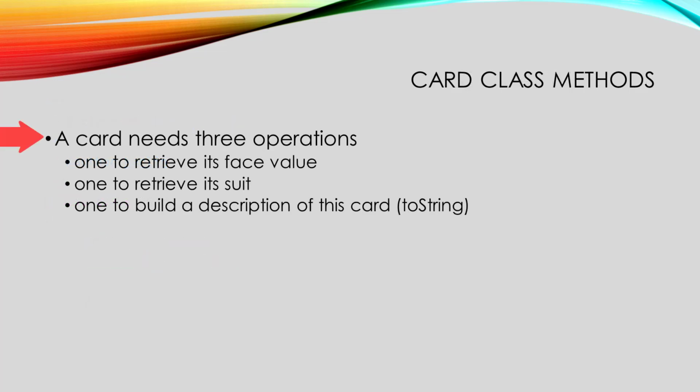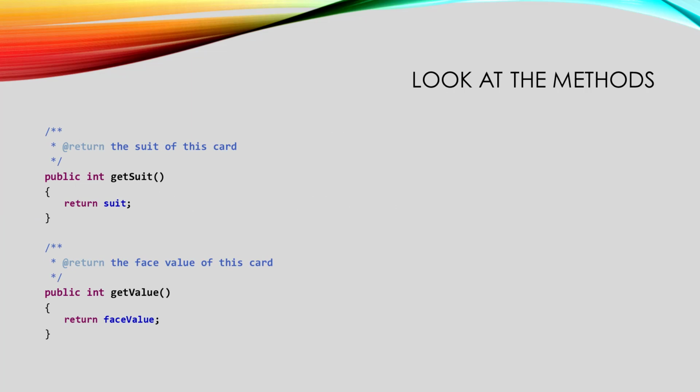Our cards need to be able to do 3 things. They need to be able to tell us their face value and their suits, and then we need to give them a good toString method to describe themselves. Here are the methods that we can use to ask a card for its face value and its suit. We'll talk a lot more about toString soon.